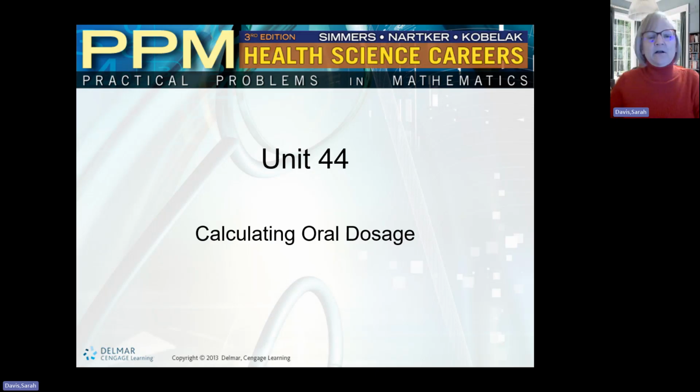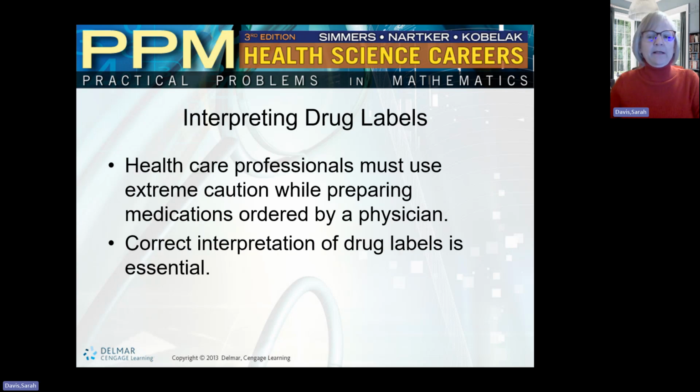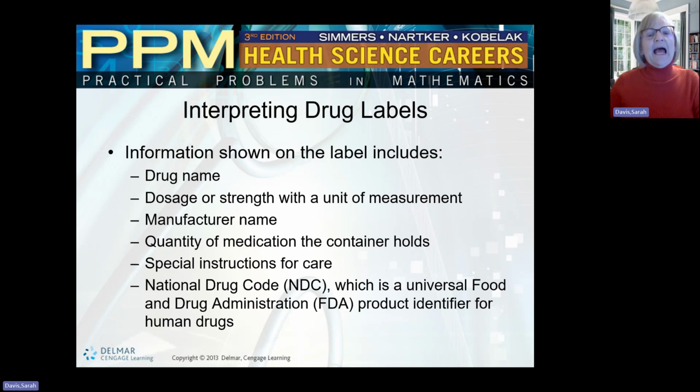We are going to finally start learning about how to calculate dosages. Today, we're going to be covering calculating oral dosages, and it's really important to be careful when you're preparing these types of dosages. So the first thing we have to learn about is how to interpret the labels on those medications. When you take a look at a label on a medication, you're going to see a lot of different things. First, you're going to obviously see the drug name. We're going to see the dosage or the strength with some unit of measurement. We've talked about some of those things already, milligrams, things like that.